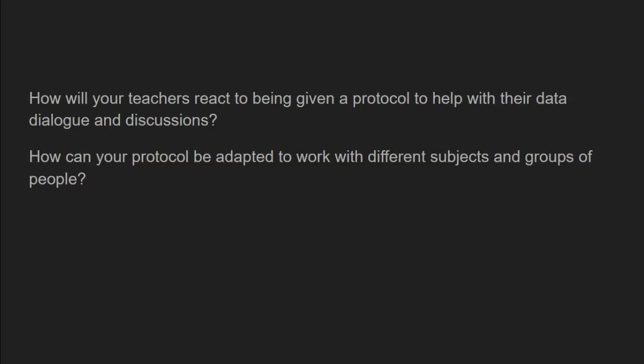How can your protocol be adapted to work with different subjects and groups of people? It's fairly simple to where you can have any group in there and we can do this, especially with stakeholders. At some point, especially when we're talking about community data and everything, being able to come together and discuss that data is very important, and especially if they're not used to discussing this data and breaking it down, having a protocol in place will help make it easier, and it'll make it to where they feel more comfortable to be involved with it.